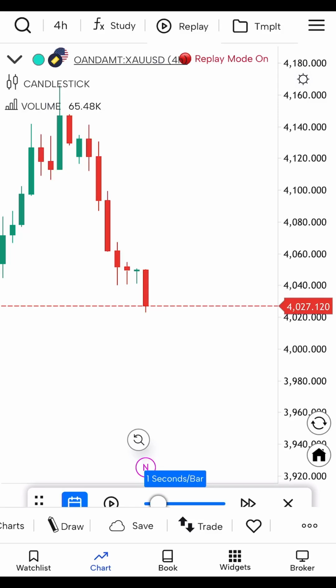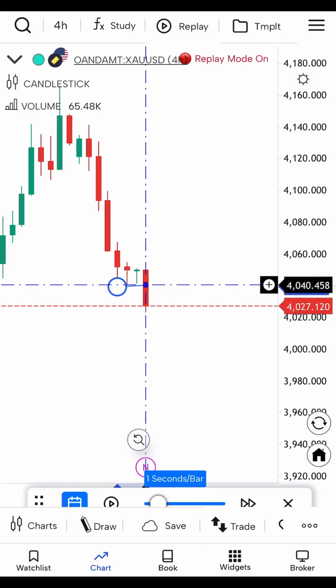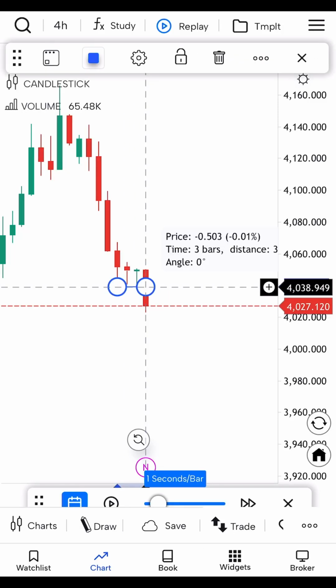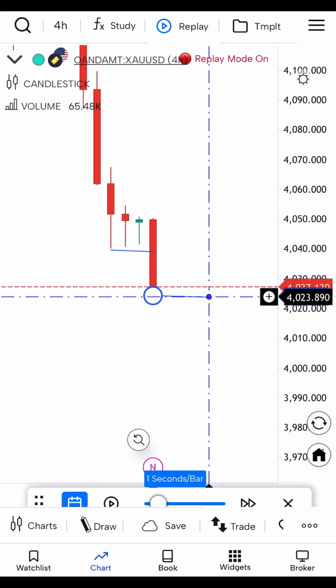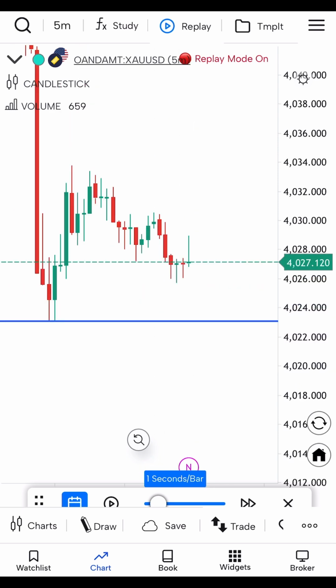Okay, so on the 4-hour time frame, we have a break of structure with the close and the candle looks impulsive and strong. This is my draw on liquidity: this bearish candlestick's low.